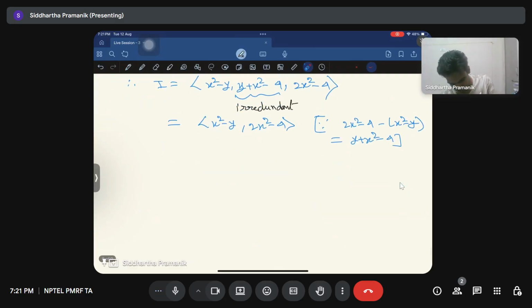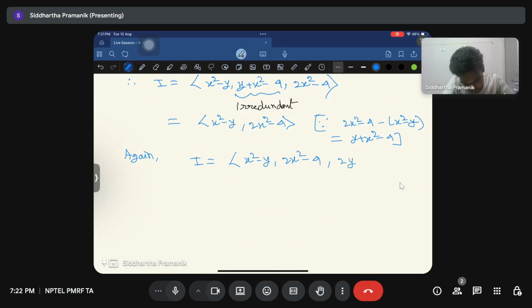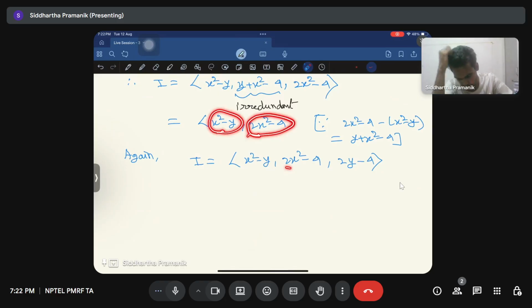Now again, in a similar approach, we can write I as x square minus y comma 2x square minus 4 and 2y minus 4. So we are taking this generator minus 2 times this generator. Again, we will see that this one is irredundant.